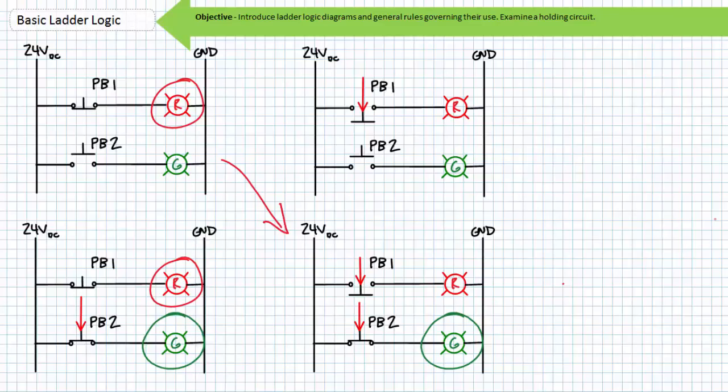Note I'm drawing normally closed PB1 being actuated into its activated open state, and normally open PB2 being actuated into its activated closed state. When an operator releases both buttons, the spring return returns the buttons back to their deactivated states. We're back at the start state, red light on, green light off.